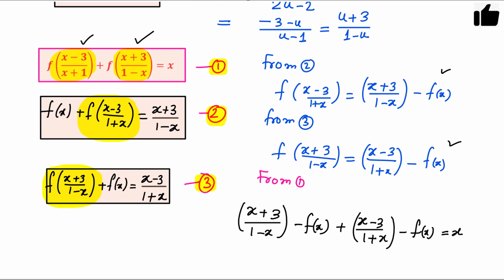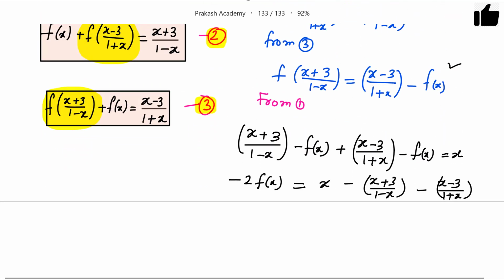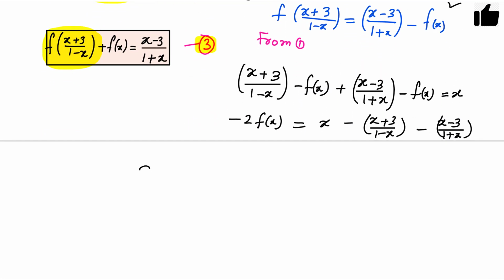Now it is easy to solve for f(x) because you can see minus 2f(x), and let us take everything to the right hand side. So x minus x plus 3 divided by 1 minus x, and this is minus x minus 3 divided by 1 plus x. Let us multiply by negative sign. So you will have 2f(x) is equal to x plus 3 divided by 1 minus x plus x minus 3 divided by 1 plus x and minus x.